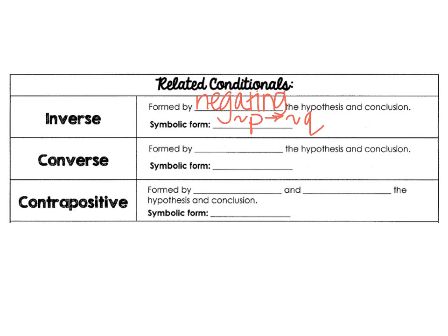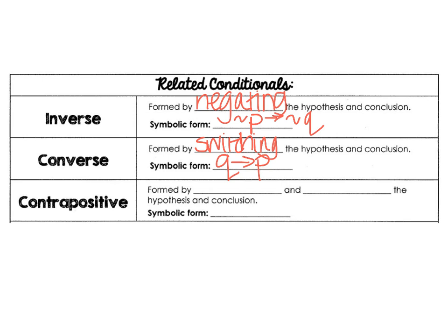The converse of a conditional statement is formed by switching the hypothesis and conclusion. All right, so the symbolic form for this would be if Q, then P. So we're just switching our P and Q statement. We're writing the Q statement first, then the P statement.